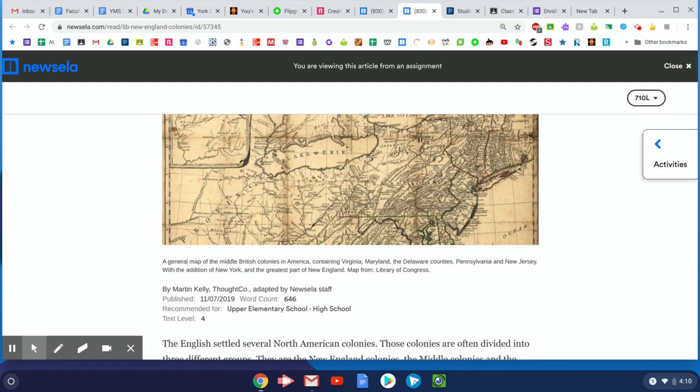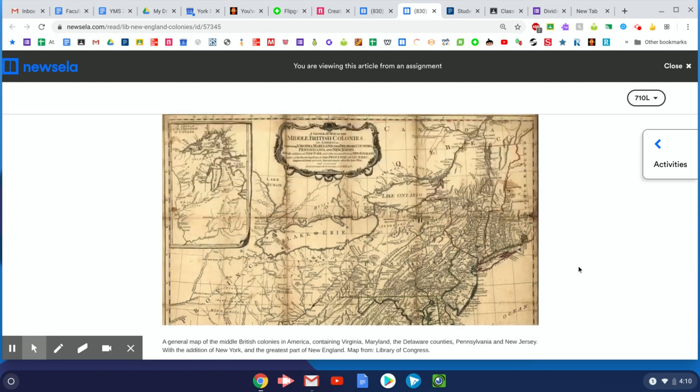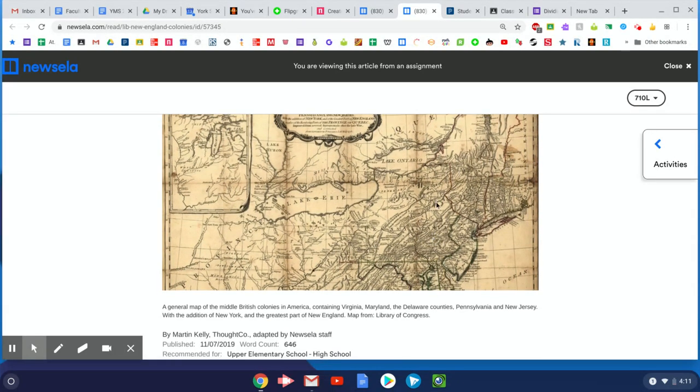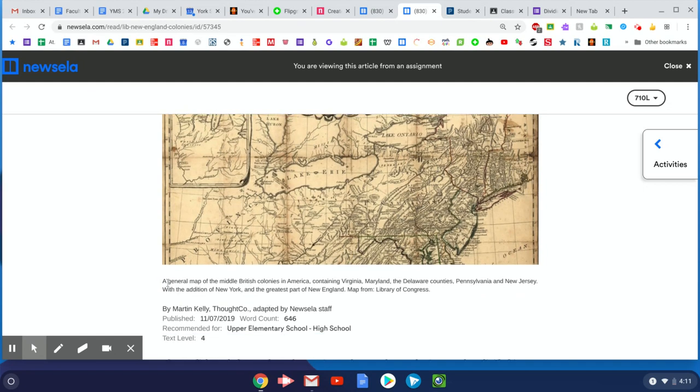Interesting. Let's see. It looks like there's Long Island in New York. So that would be Connecticut and the beginnings of, it says New England up here, Vermont, New Hampshire. But really, it's like Pennsylvania. Yeah. So what does the caption say? A general map of the middle British colonies in America. Wait a second. I'm confused because I thought the title just said New England. Let's keep reading to see if we become unconfused.